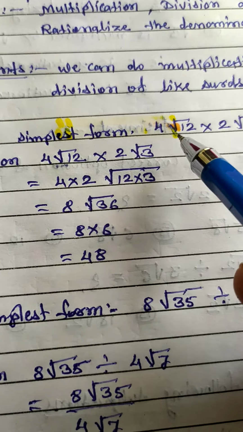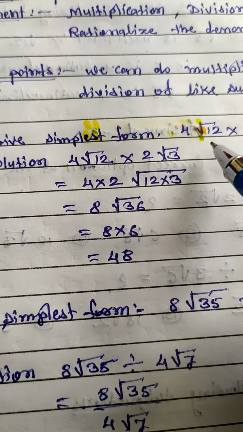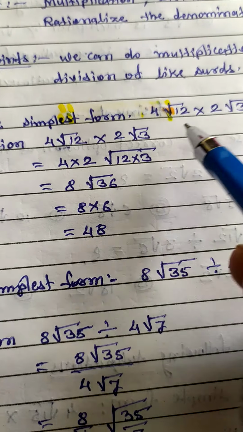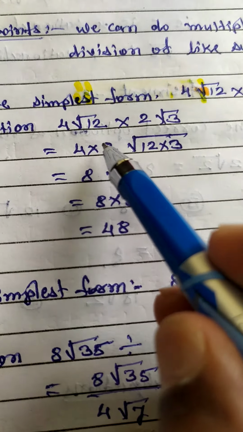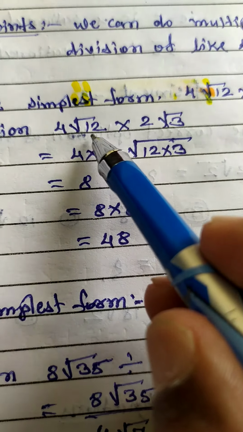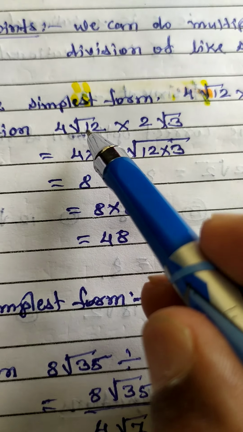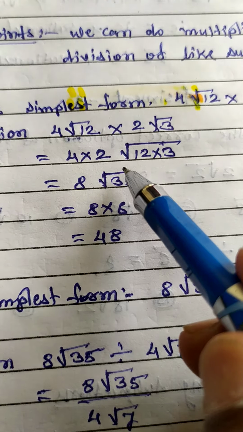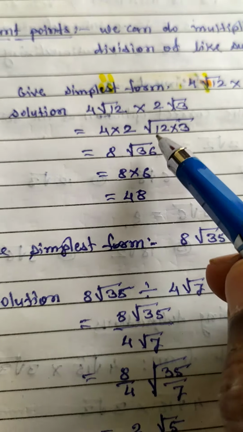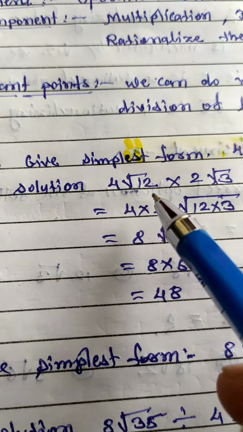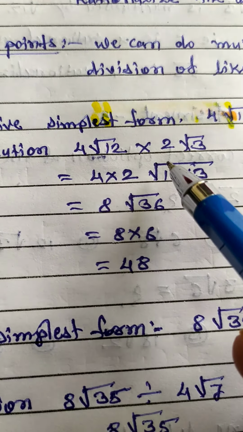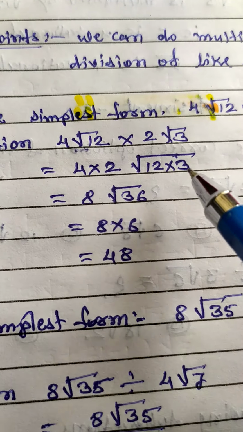In this case, we have to multiply these two surds. Solution: we write this example as it is. Now this surd and this surd we write in one root. So I multiply this 4 into 2 outside, and in the root 12 into 3.